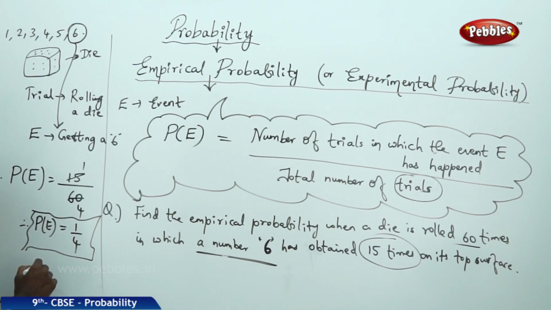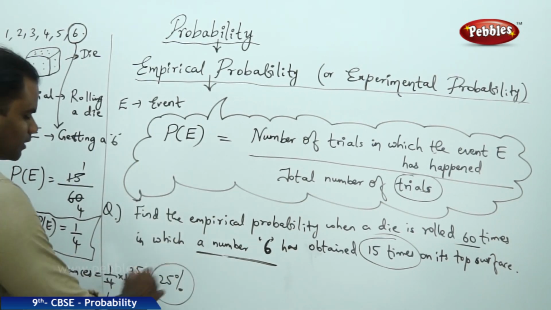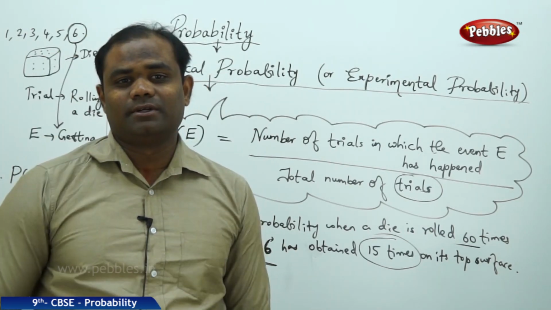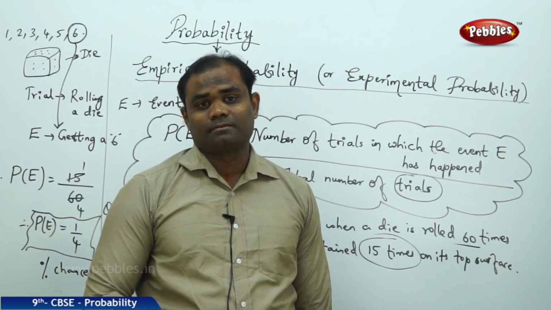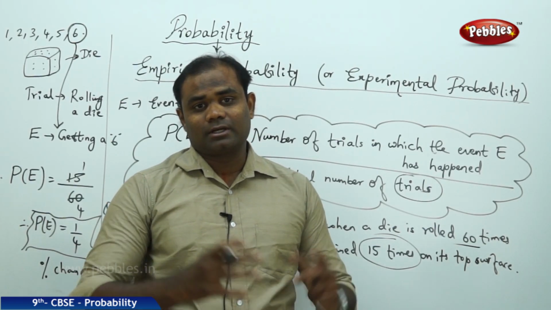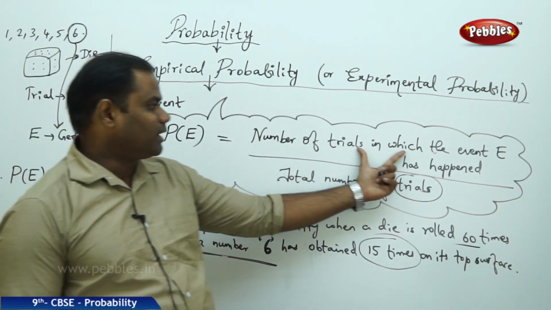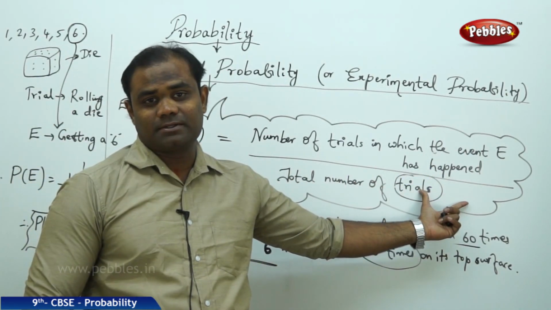The percentage chances would be 1/4 of 100, 4 twos are 8, 4 fives are 20, so 25. That means there are 25% chances of getting a 6 on the top surface when a die is rolled 60 times. Empirical probability connected with rolling a die. Formula: number of trials in which event E has happened by total number of trials.